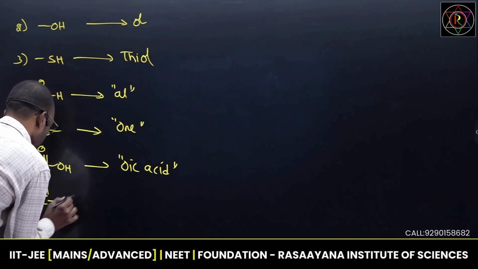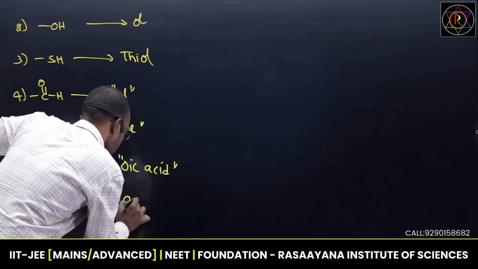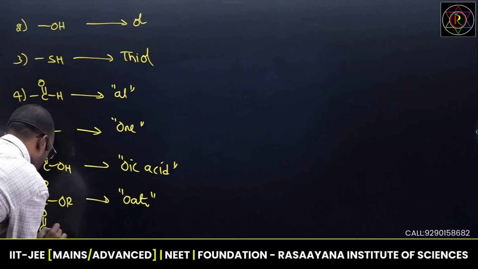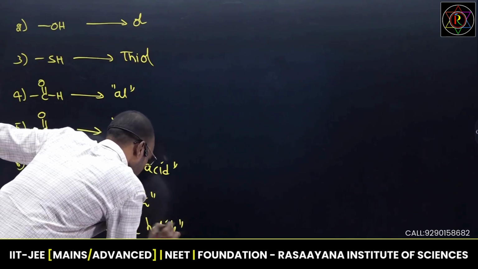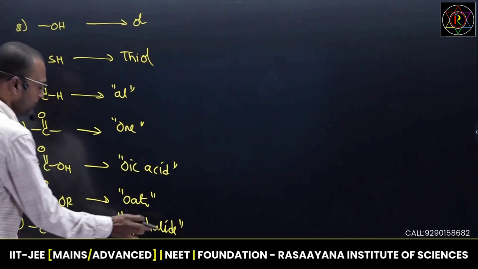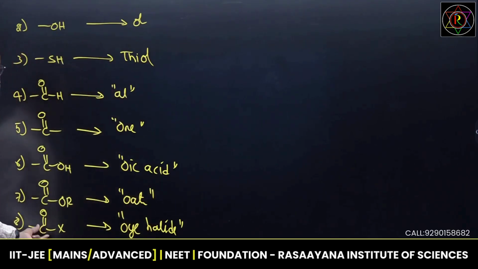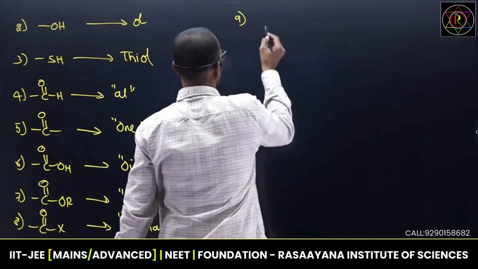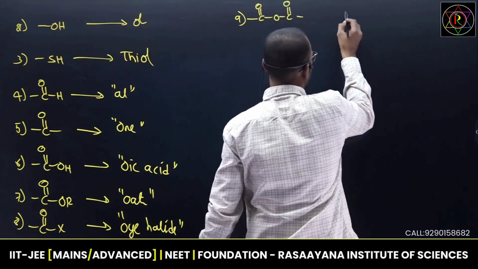Suppose it is C double bond O, OR, this is OATE. Ester ends with OATE: methyl methanoate, ethyl ethanoate, like that. Now if I write C double bond O, X, this ends with OYL halide: methanoyl chloride, ethanoyl chloride, etc. Then if I write C double bond O like this, this is anhydride.